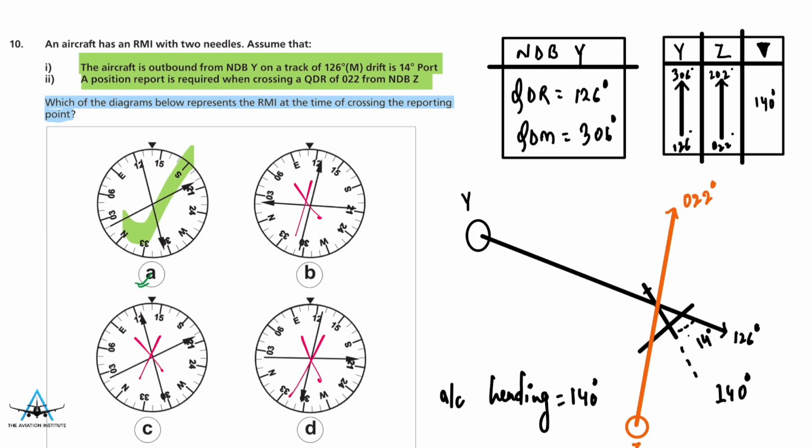Hence we have one correct option, that is option Alpha. So that's how you can solve RMI questions which have two needles. Understand this: once your concept is clear, even the trickiest RMI questions become simple. So understand the RMI, don't memorize it, and you will never get these questions wrong in your lifetime.